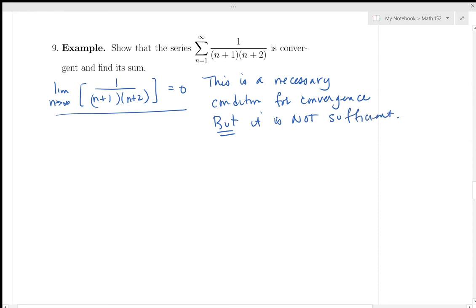Meaning that if you do have it, that's good. You have a hope of converging, but you're not guaranteed. So you can't just take that limit, say, hey, that limit's zero, therefore the series converges. That will fail, and you'll be done for. Okay, it's not a geometric series. There's no common ratio. So that's the first thing I'm noticing.